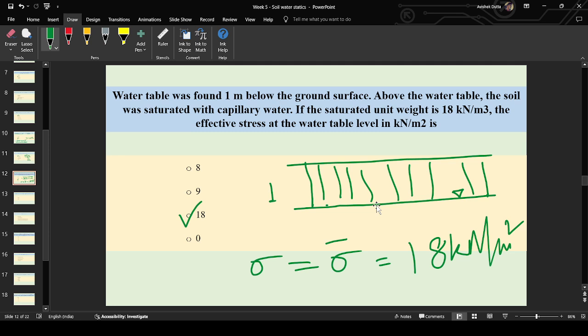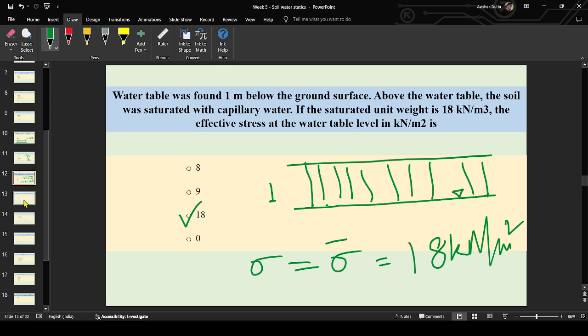Sorry for that. No problem. The concept should be clear. It is just a practice session, so it is no big deal. The effective stress at the water table level, because capillary reaction is involved over here. So what will it do? It will not subtract this pore pressure. Rather, the total pressure is pore pressure because it is the capillary reaction. Okay.